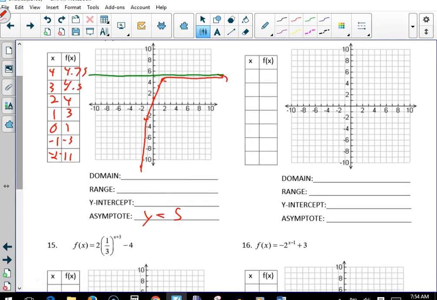So the domain has not changed. It's going how far left? Forever, eventually. How far right? Forever, positive. The range.